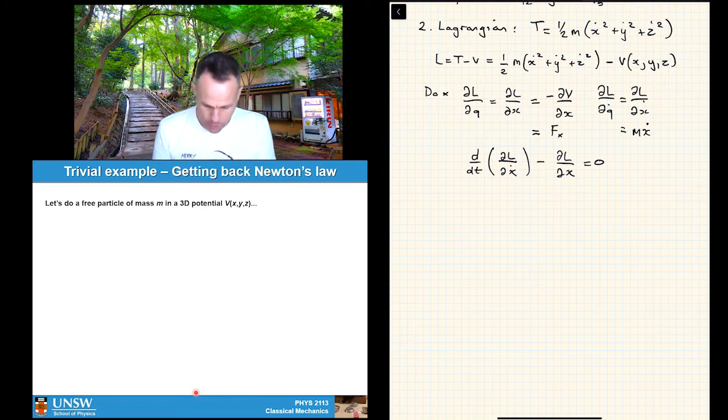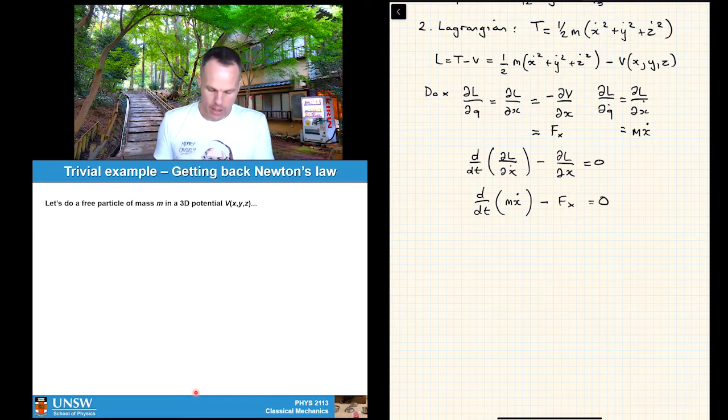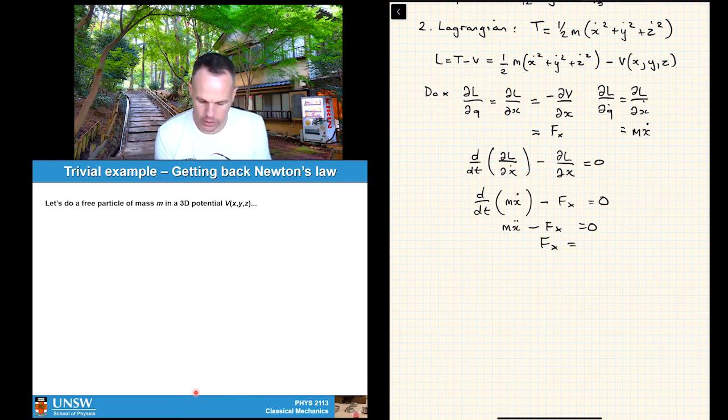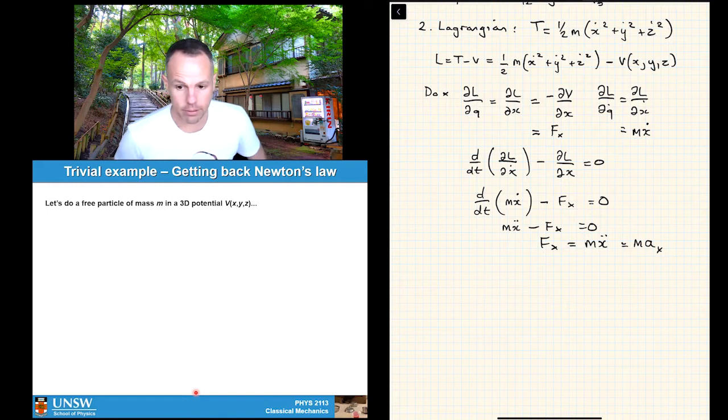Okay, and then we put this in. So what we've got here is d on dt of our term for x dot, which is m x dot, minus F of x is equal to 0. And of course, we need to take this derivative over on the left. The mass is independent of time, so this becomes m x double dot minus F of x is equal to 0. You can pull one of the terms to the other side, so F of x is equal to m x double dot, which, as you know, is the acceleration. So what we really have here is the force along the x direction is mass times the acceleration along the x direction. We've got Newton's equations out.